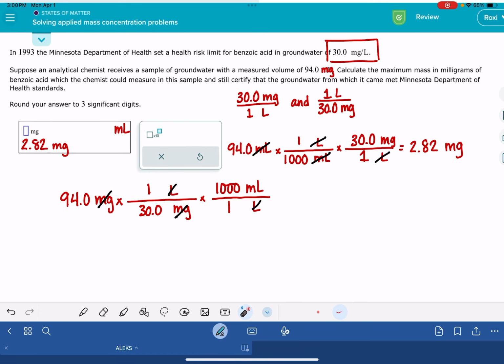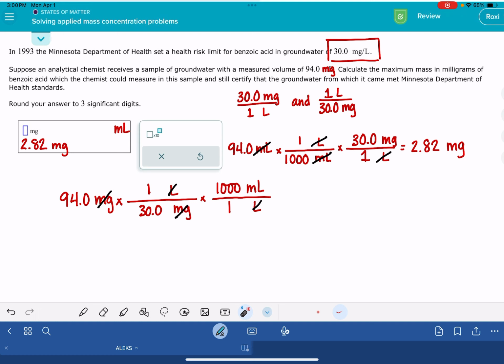With this problem, I think it's not super tricky. Just make sure that you are paying attention to your metric prefixes and that you are setting up your conversion factors in the right way, and you should have no problems.